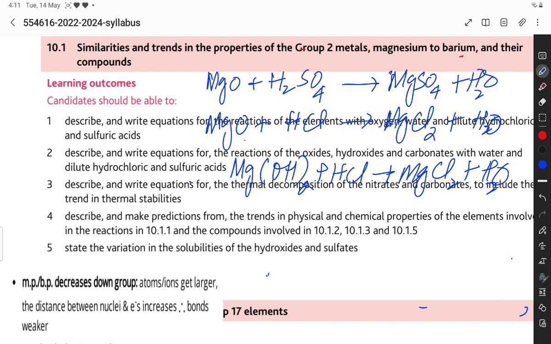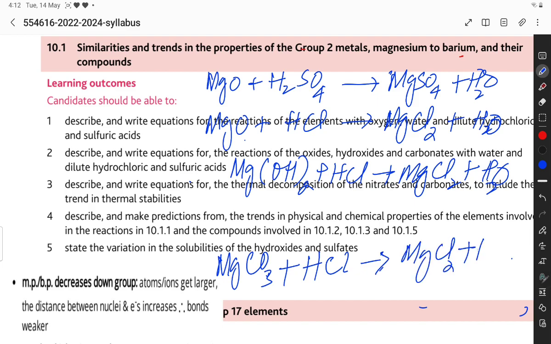Carbonates also react with acids. All metal carbonates of group 2 react with acids to form salt, water and carbon dioxide, for example MgCl2 plus water plus CO2.